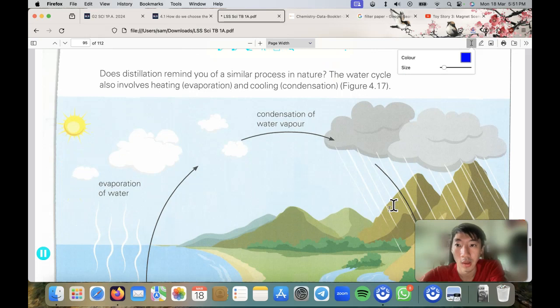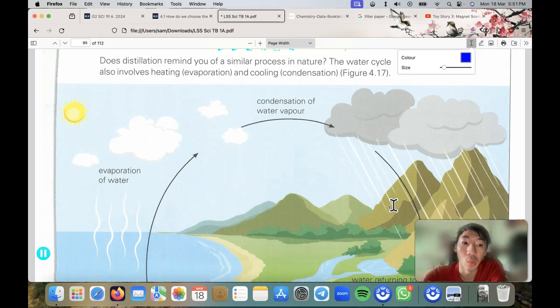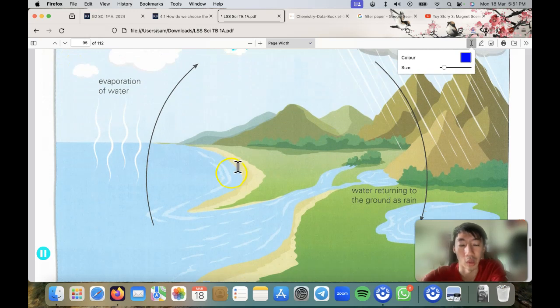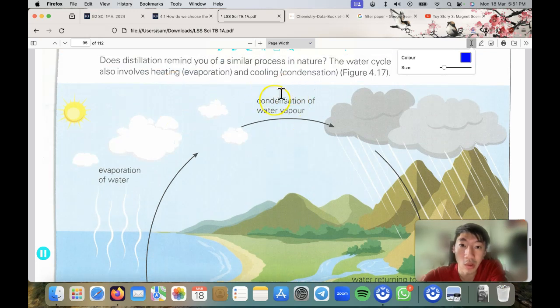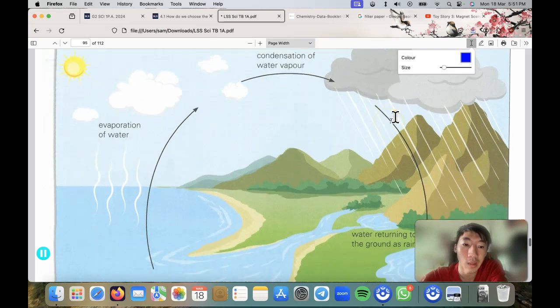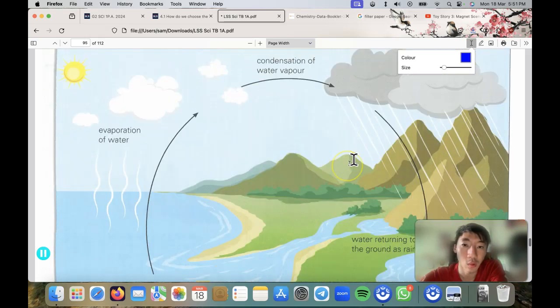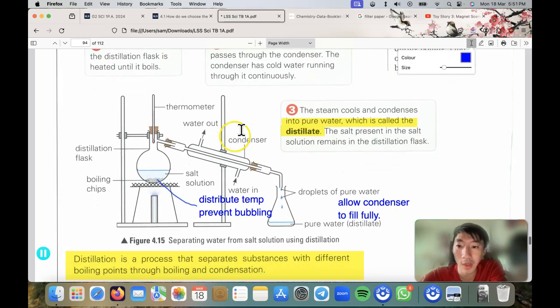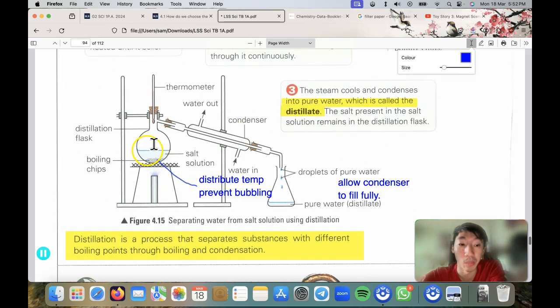Okay, distillation is quite similar to what you have learned in primary school about the water cycle. Okay, so we see that when the water evaporates, then it cools down in the cool clouds, right? The clouds are cooler, so there's condensation of water vapor, and then the water can then return to the ground as rain. So this is very similar to our process of distillation, right? Firstly we evaporate the water, or we boil the water, it turns into a gas, it then cools down in the condenser, and then it returns back as pure water, or pure distillate inside the flask over here.